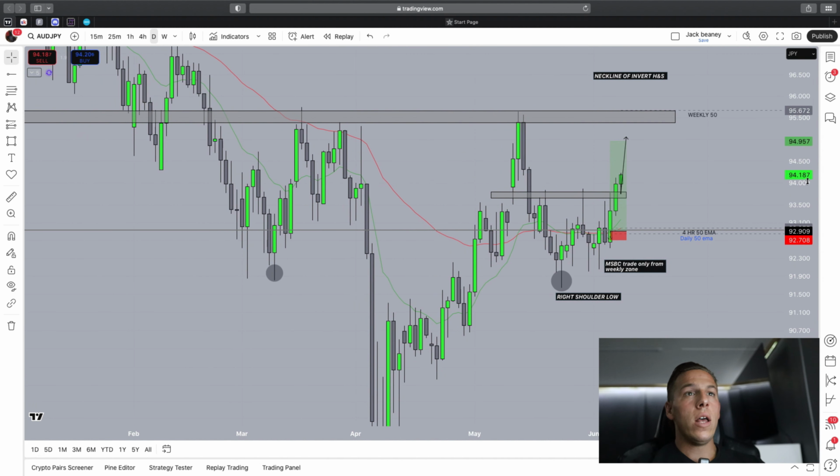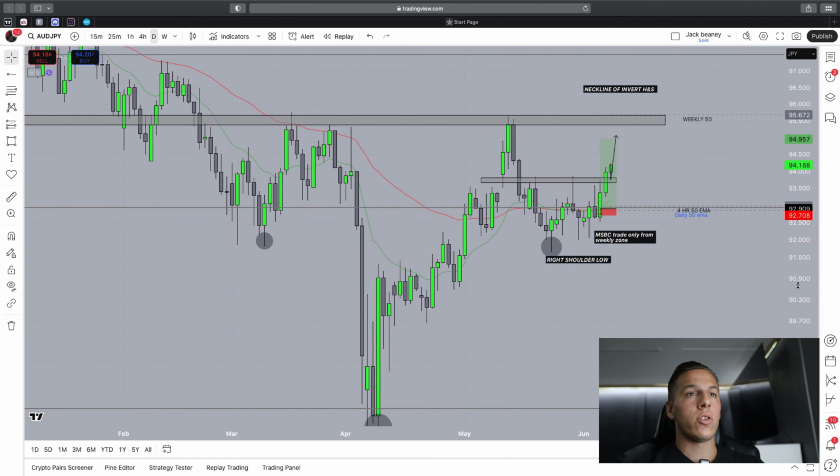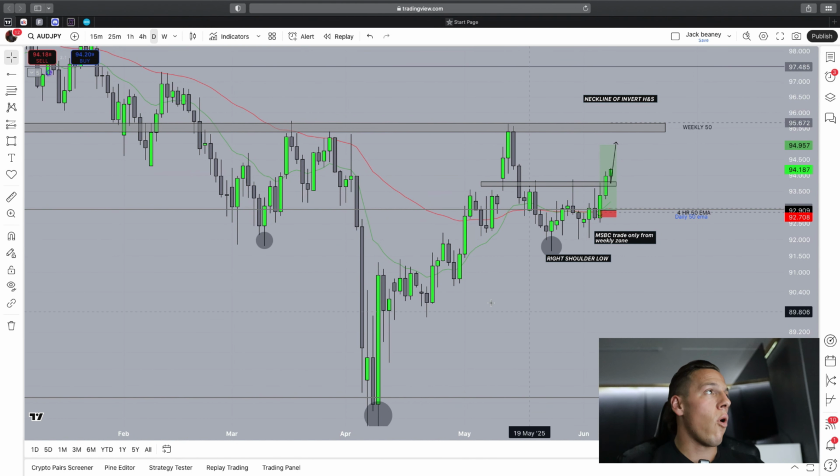So then what we're looking for, now we've got our support and resistance or our weekly zones marked out. What I'm going to look for, and what I do, is then I'm looking for daily or 4-hour time frame structure.